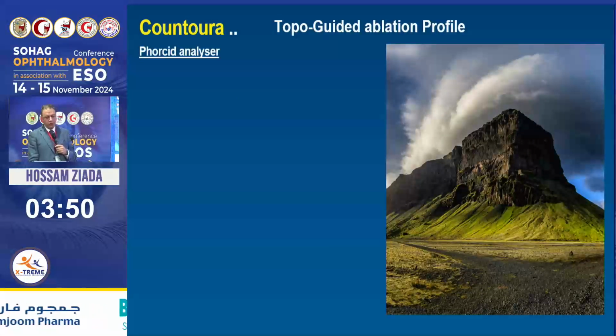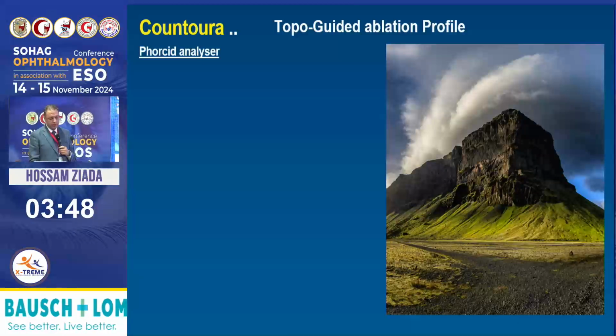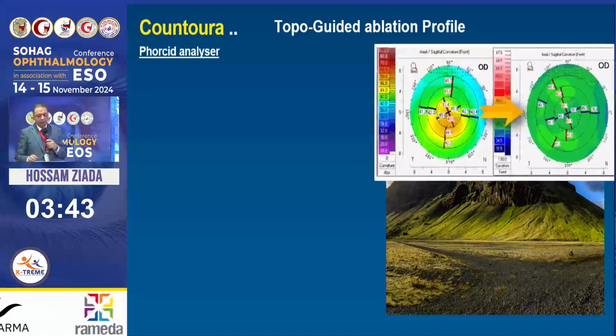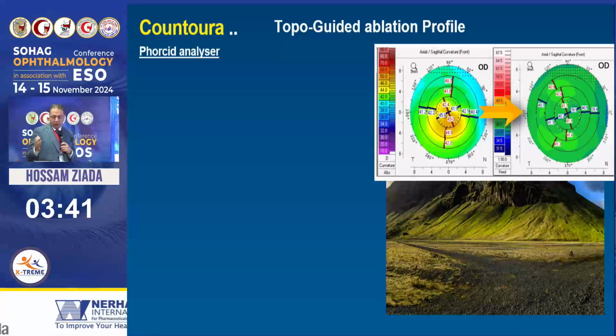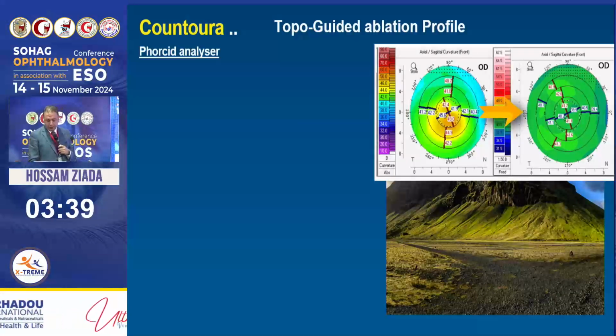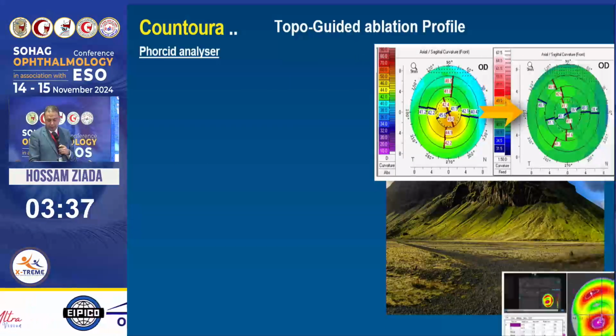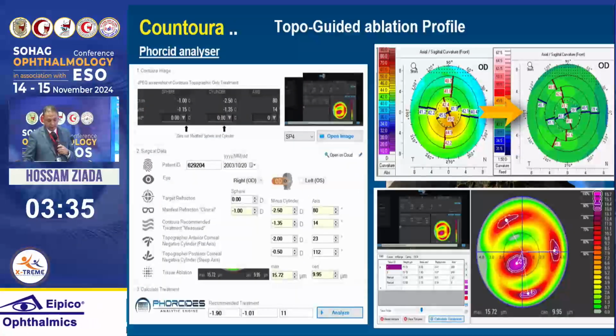What about the Contoura? Is it related to this technique or not? It's a topo-guided ablation profile with a Forus analyzer. And I will show very quickly, for the sake of time, the calculation of this RC.